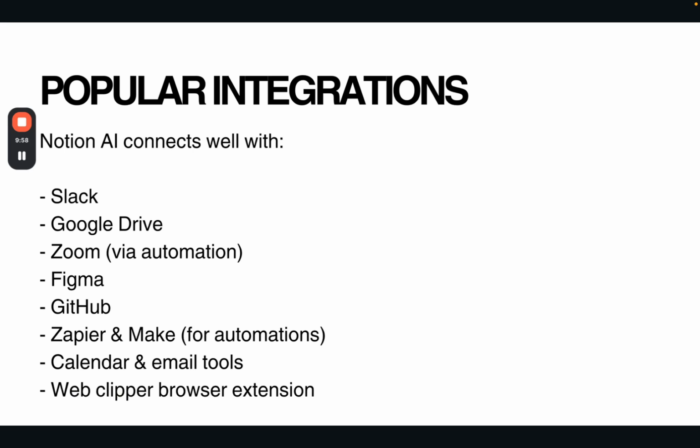You can add additional tasks, because if you want to use Notion AI, the free version is kind of limited, but even if you don't have the paid version, you could use Zapier and Make to create more advanced automations, and calendar and email tools, and again, web clipper, browser, and extensions.